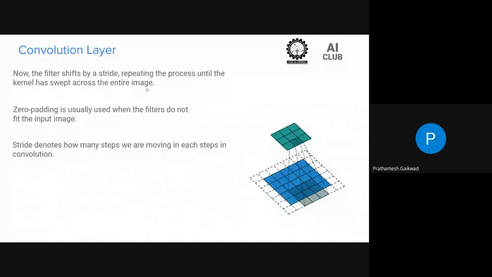Zero padding is usually used when the filter does not fit the input image. When the jumps taken by the filter and the image length or width are not compatible, we use zero padding so that the filter can move according to its generated rules. Also, zero padding helps us give more focus to the edge data, so edge data is not lost, and we can use that data for our prediction, because sometimes the data present on the edge of the image is also important. So zero padding can help with that.